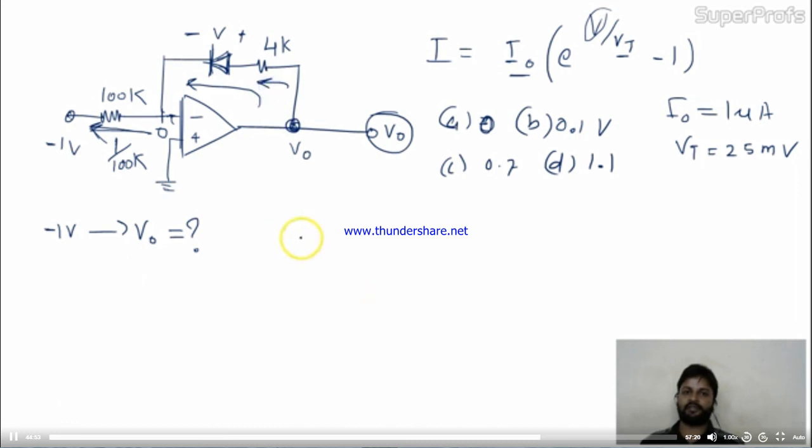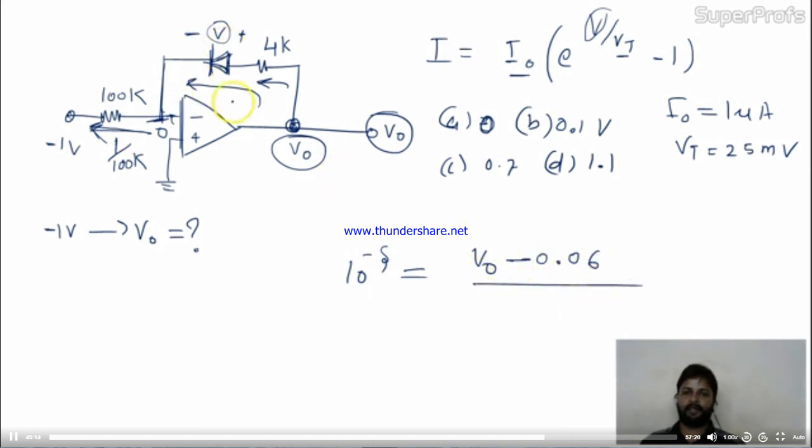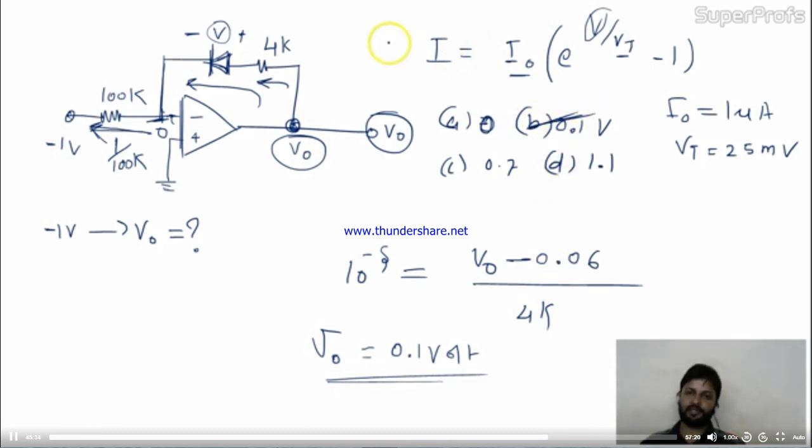In this circuit I know the current also. The current is 10 to the power minus 5. Perfectly fine. The current is potential difference divided by resistance. Here is the potential V0, and here is the potential with respect to ground, which is 0.06 V. You just find it and divide by 4K. So when you solve it, you will get for this circuit V0 equal to 0.1 volt. So which option is this? Option B is correct. Okay friends, this was the 2 marks question.